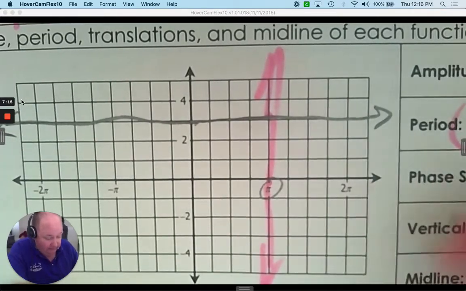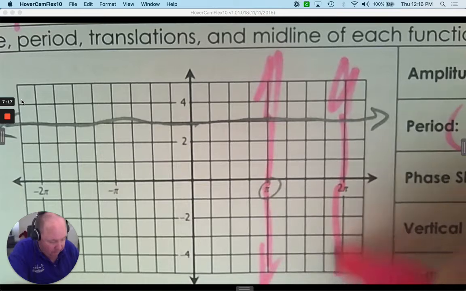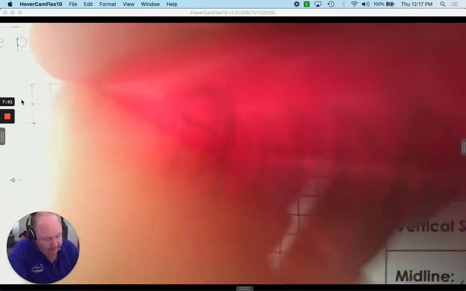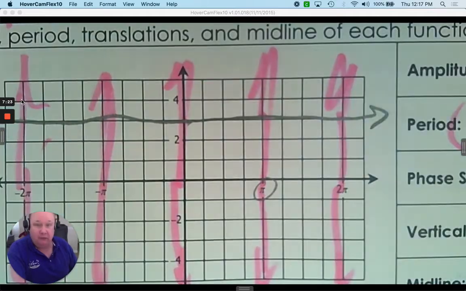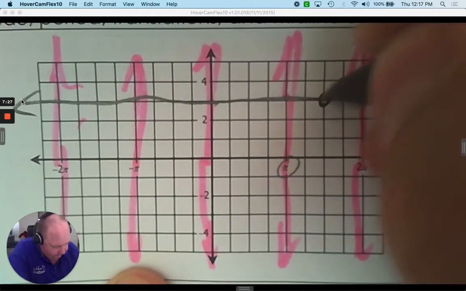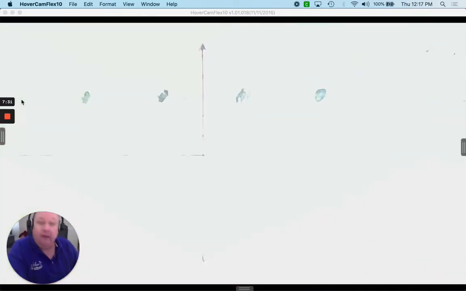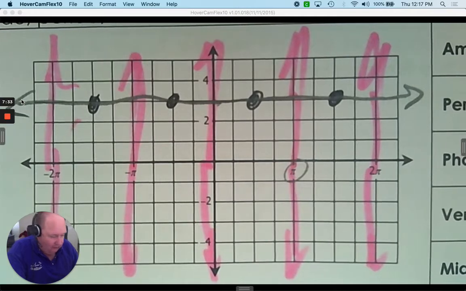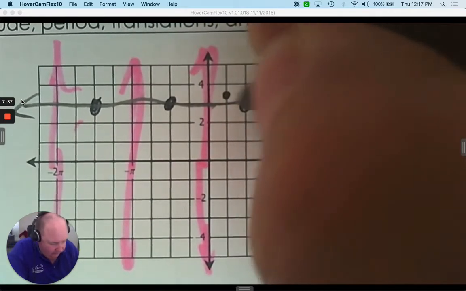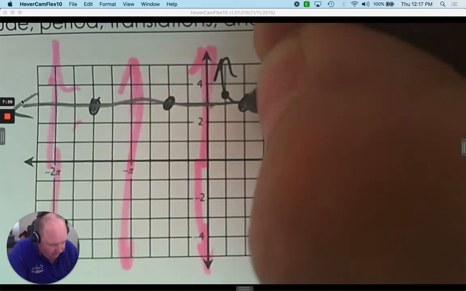The period is pi. That's 4 to the right and 4 to the left. Those are my asymptotes. Now, in between the asymptotes is our point of inflection on the midline. And then the last step, cotangent goes up to the left. So we're going to use 1/2 and goes from the midline and goes down to the right.